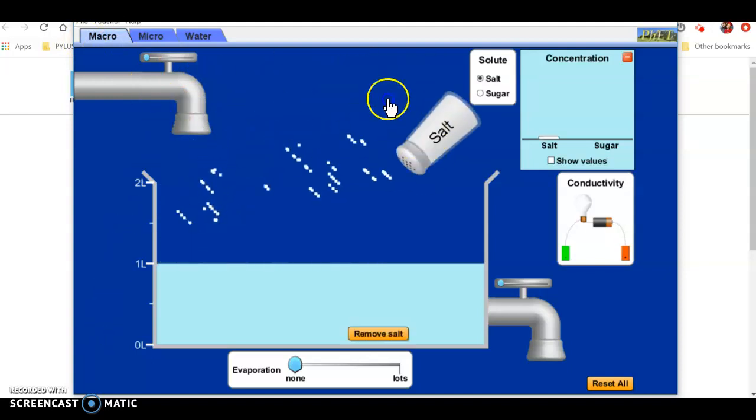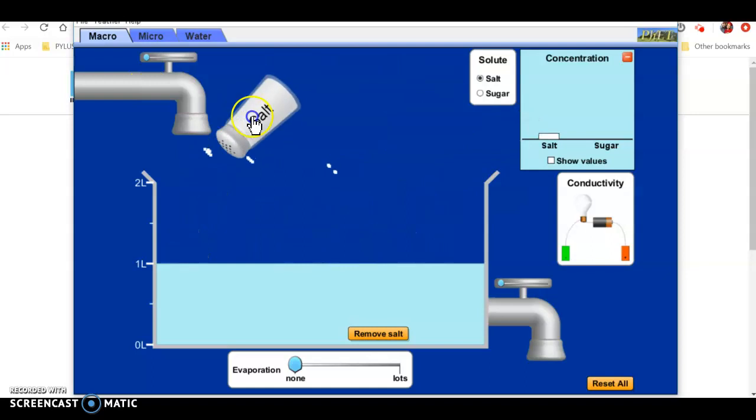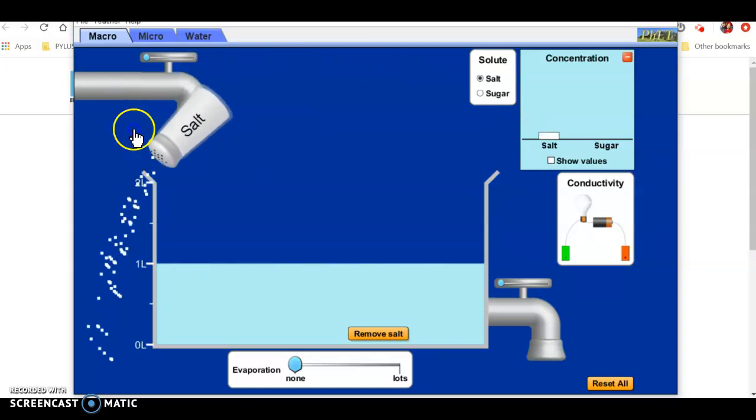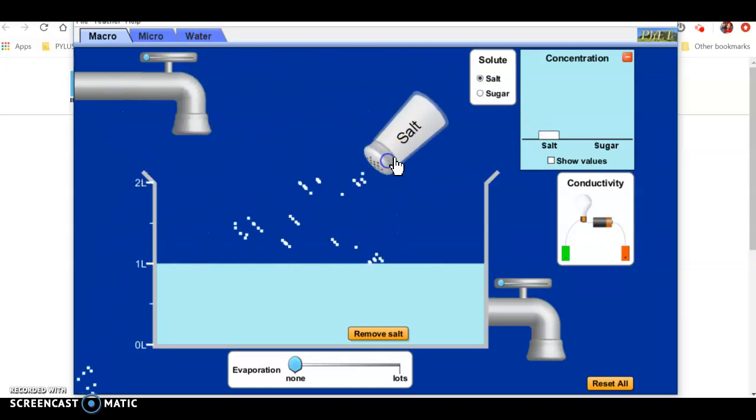Whoops, I missed that. That's okay. So this is a lot more fun if you get to do it. Because who wants to? That's just fun. I don't care who you are. So what's going on? Identify the solute and the solvent.